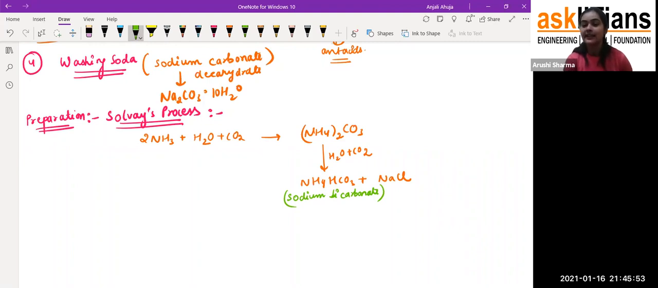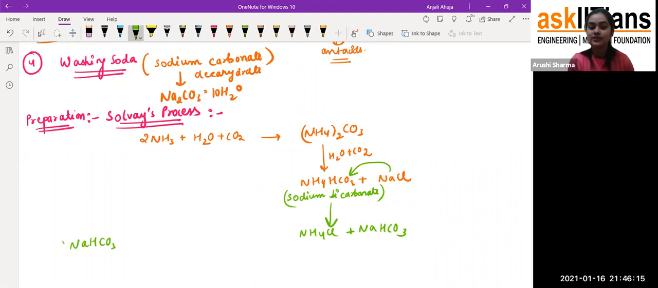Now, students, when we react NH4HCO3 with NaCl, we get NH4Cl plus NaHCO3. Now this NaHCO3, the sodium hydrogen carbonate, that is the baking soda. This sodium hydrogen carbonate forms sodium carbonate, Na2CO3, and along with it we get CO2 plus H2O. And this is our washing soda.